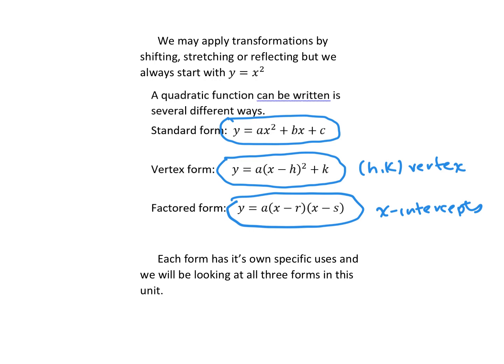So in this unit, we're going to be able to go back and forth between the different forms and change the equation according to what we are looking to find. So we might want to change from standard to vertex, or we might want to change from vertex to standard. Or we might want to change from standard to factored. So depending on the question, we'll be changing back and forth between the three forms.